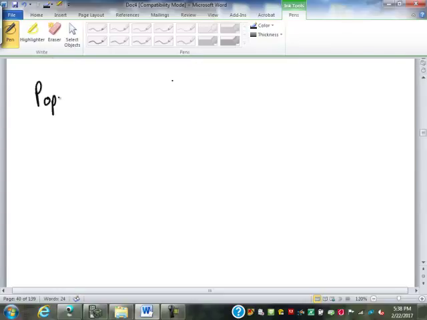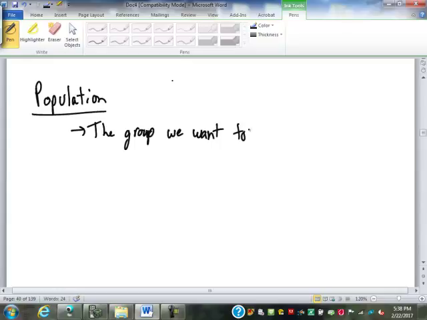And the first concept you need to understand is the concept of a population. A population is a group of items that share a common characteristic. And for statistical purposes, it is the group that we want to learn about. Now that might be more difficult to define than what you might think. You have to be very careful about how you define the population.